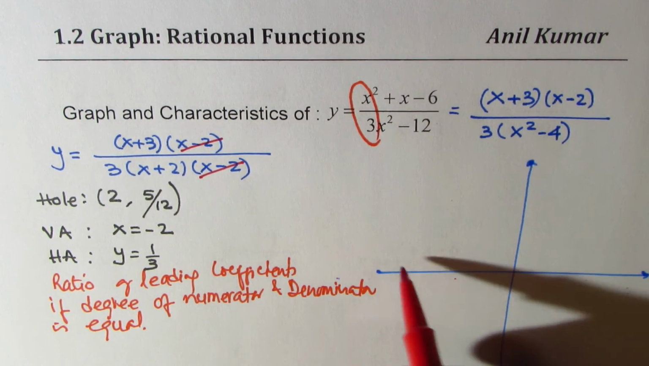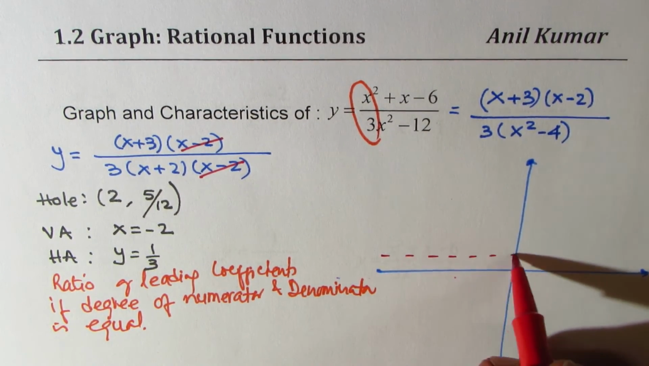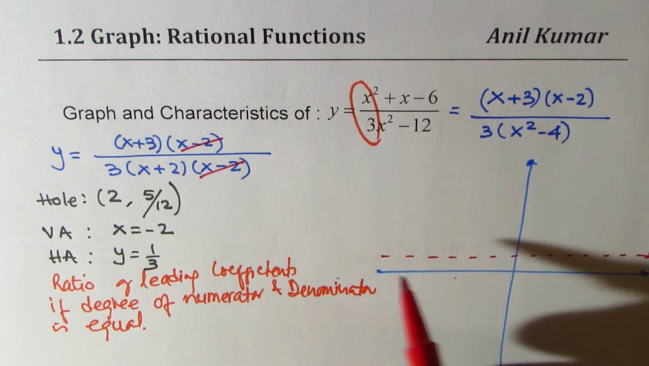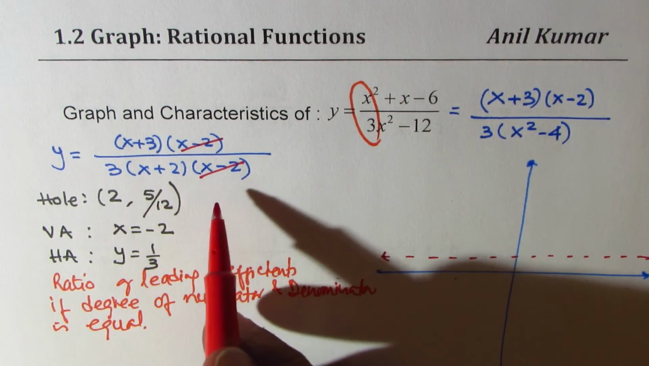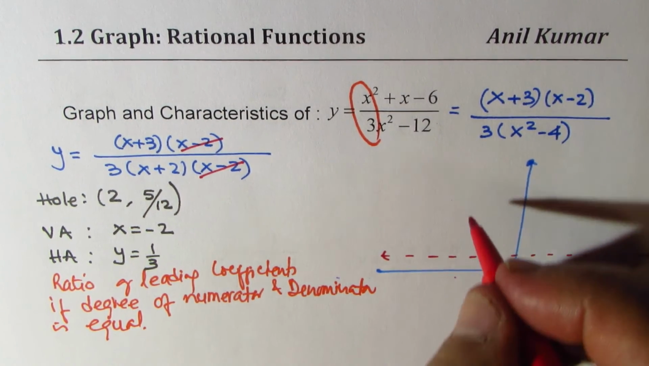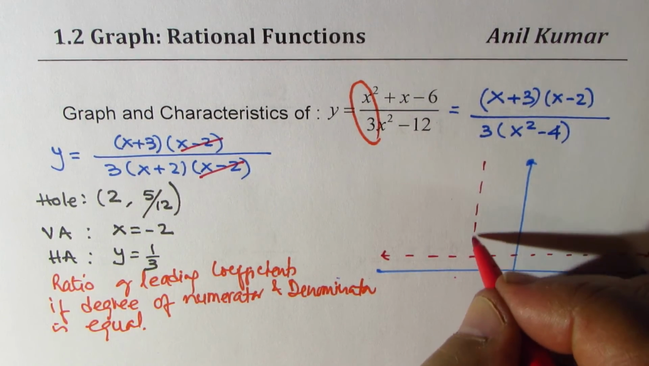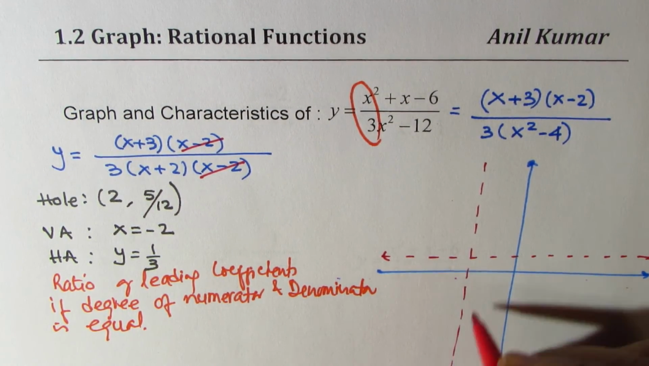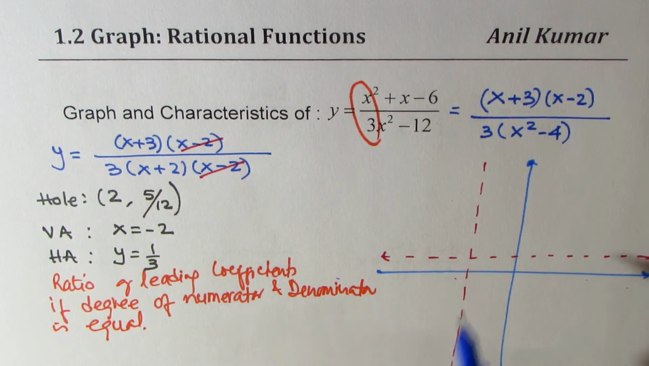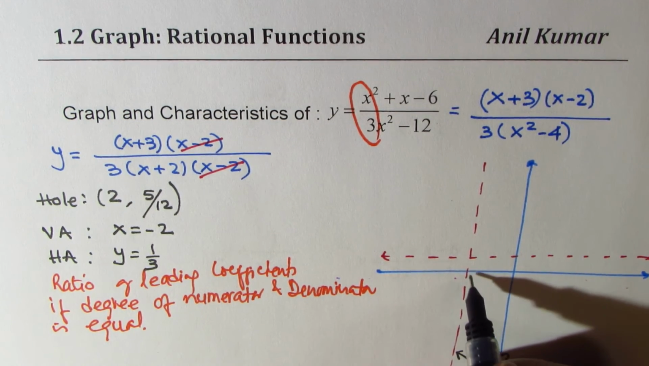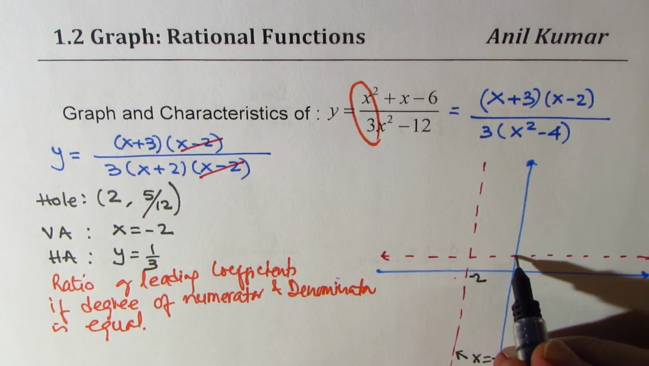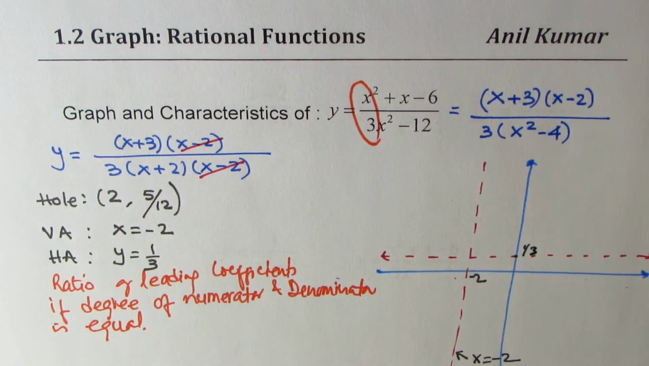So we have a horizontal asymptote. Let's say this is 1 over 3. Vertical asymptote at minus 2. This is minus 2. So we have x equals minus 2. So this point here is minus 2. This is 1 over 3.